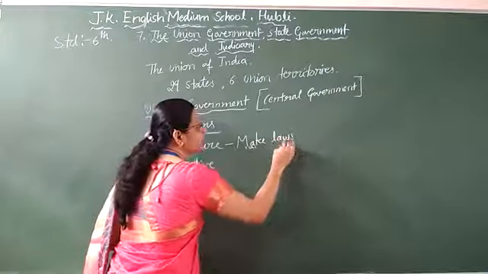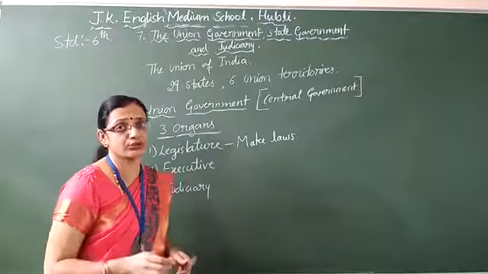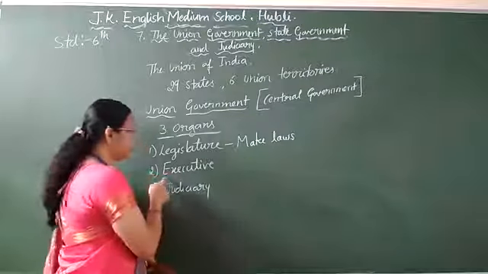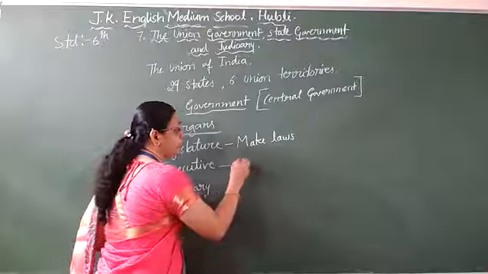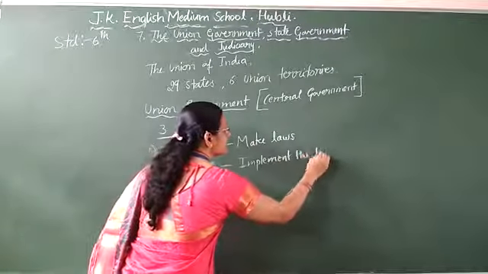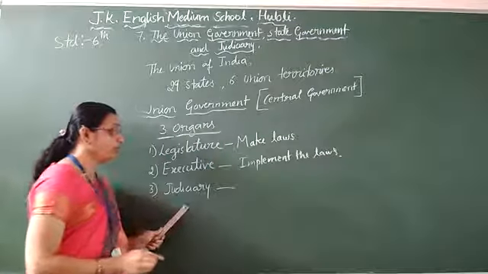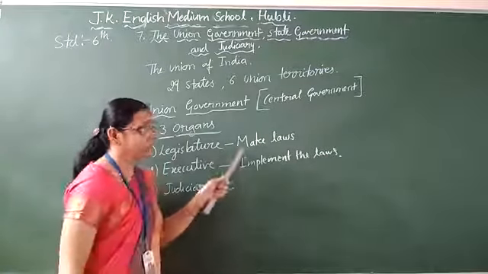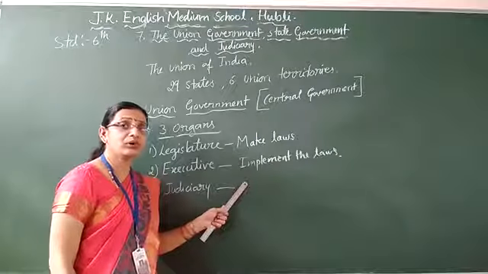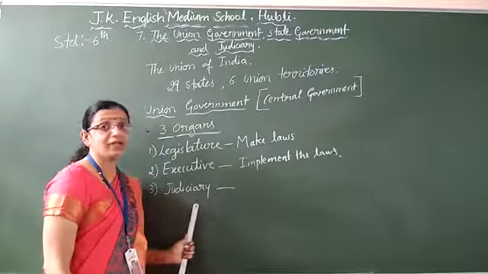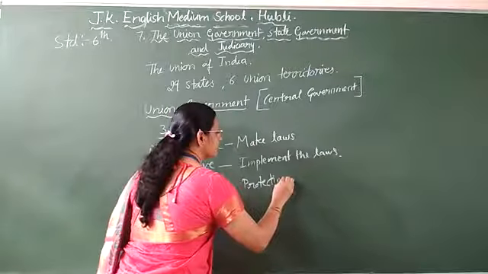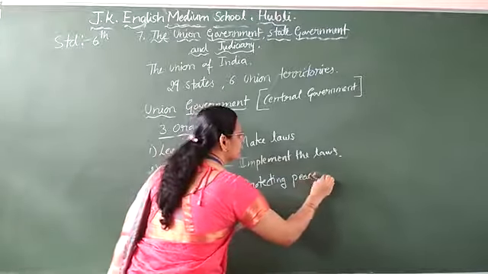When you are doing the administration, first you have to make the laws, rules and regulations. Once you have made the laws, you have to implement them in society. So the next organ is the executive. It will implement the laws. Then the third one, judiciary. When you are making law and implementing law, someone has to watch whether all are following or not. That observing work is done by the judiciary. That is protecting the law, protecting peace and order.